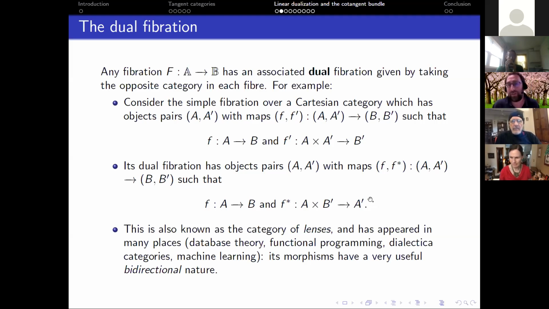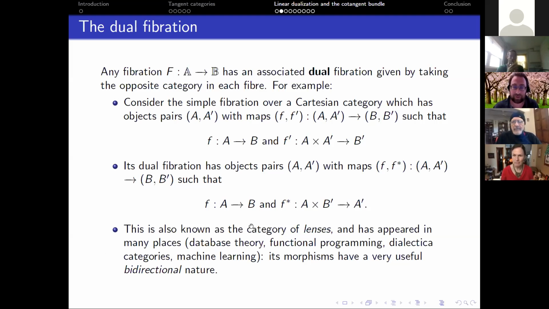And these are appearing lots in, well, they already have appeared lots in various applications, sometimes called the category of lenses. And they've been applied in many places, so they're useful in database theory. Functional programming uses lenses. Valeria had this category, just dialectica categories, which relates to ideas of Gödel. They kind of show up there.